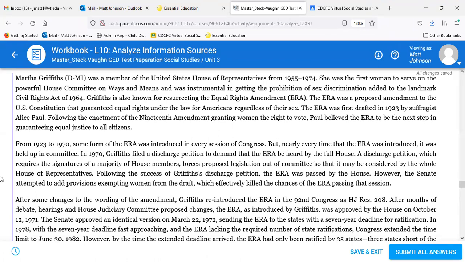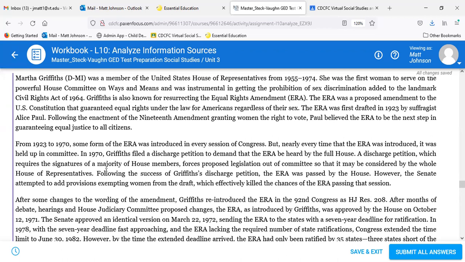From 1923 to 1970, some form of the ERA was introduced in every session of Congress, but nearly every time that the ERA was introduced, it was held up in committee. In 1970, Griffiths filed a discharge petition to demand that the ERA be heard by the full House. A discharge petition, which requires the signature of a majority of House members, forces proposed legislation out of committee so that it may be considered by the whole House of Representatives. Following the success of Griffiths's discharge petition, the ERA was passed by the House.